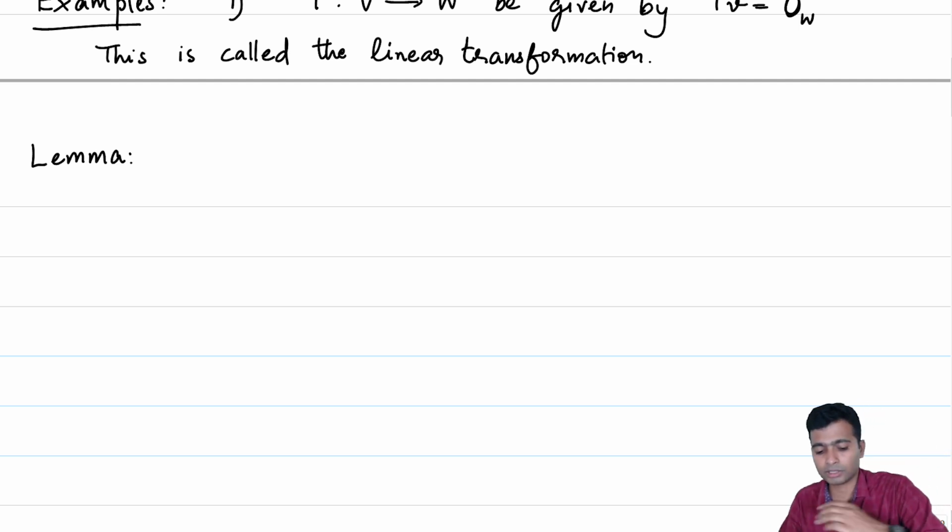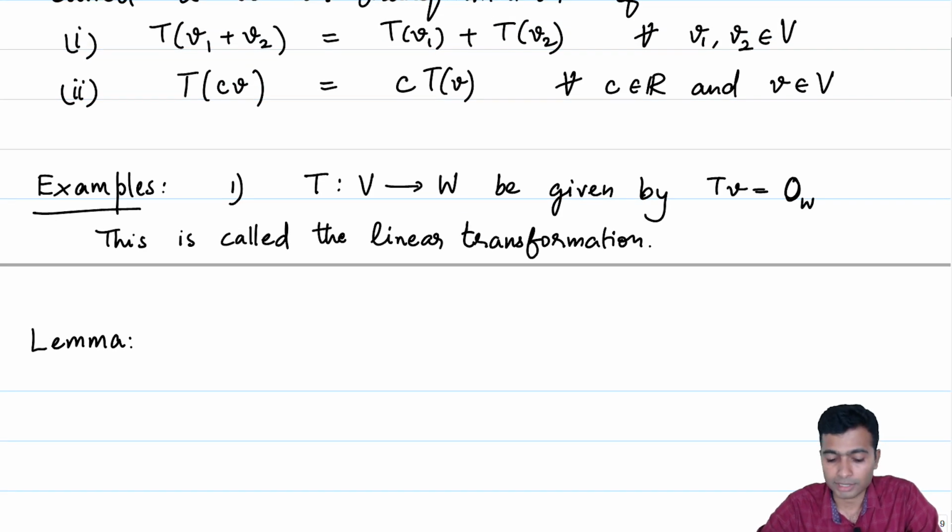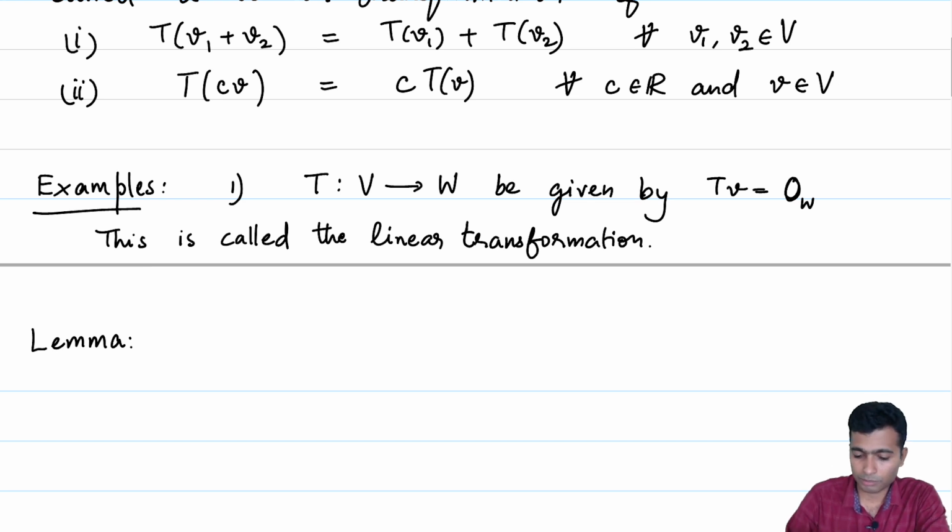So, when is a function from a vector space V to W a linear transformation? It is a linear transformation if both these conditions are satisfied. What we will do through this lemma is to simplify it. We will just put one condition to check for a particular function being a linear transformation.